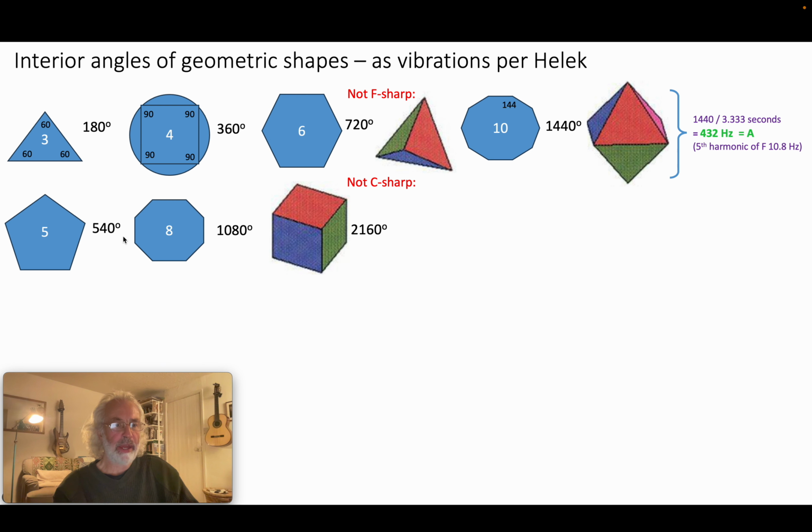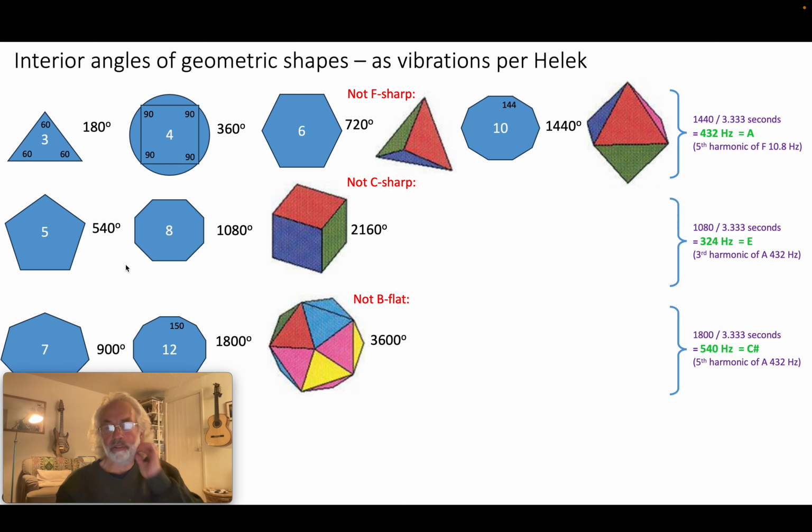Similarly, the next band of shapes, pentagon, octagon, 540, 1080 degrees, and a cube, the interior angles add up to 2160, which is double that, which is double that. So these are octaves. But again, this is not a C sharp. When we divide this into vibrations per helek, the ancient Hebrew helek of 3.333 of today's seconds, you get an E of 324 vibrations a second, which is the third harmonic of that A. So we've got an A and an E.